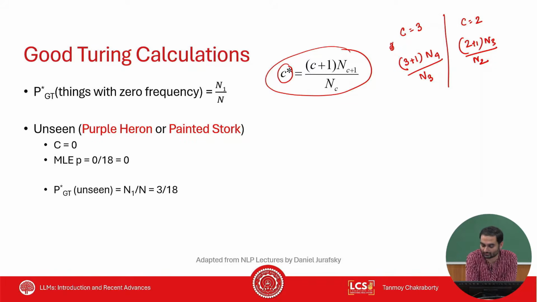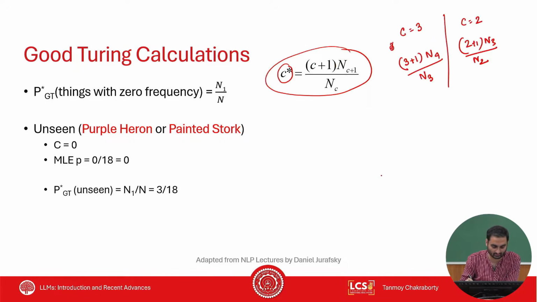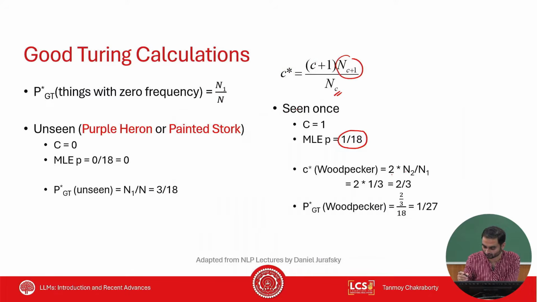Now let's look at the probability of woodpecker. According to the maximum likelihood estimate, this was earlier 1 by 18. Now this is going to be C plus 1, 1 plus 1, since C is 1 here, times N2 by N1, right? So 2 times 1 by 3, because N2 is 1. Look here, there is only one count 2, right? And N1 is 3. So 2 times 1 by 3, 2 by 3. 2 by 3 is the modified count.